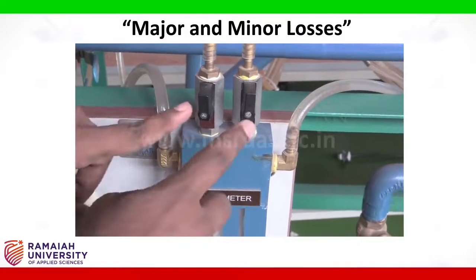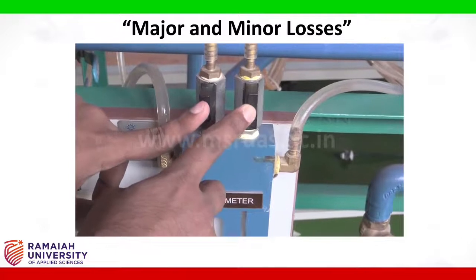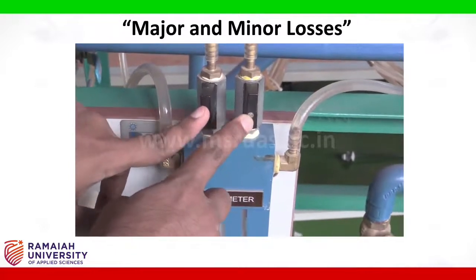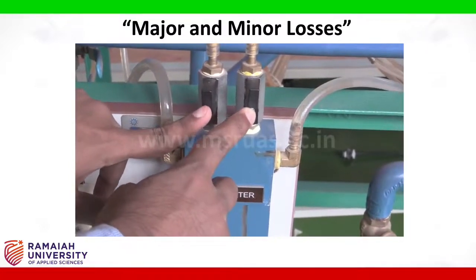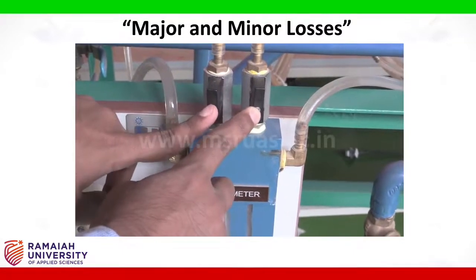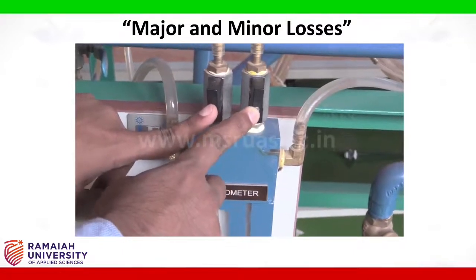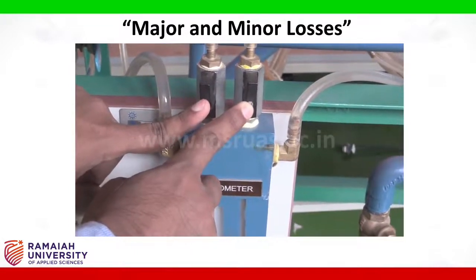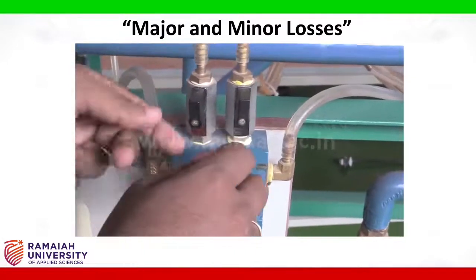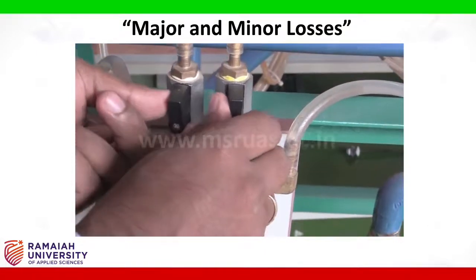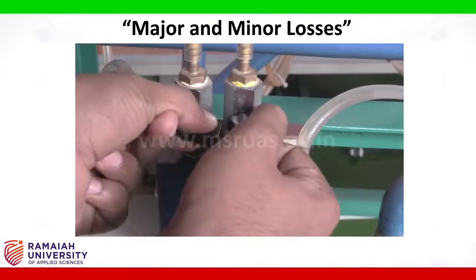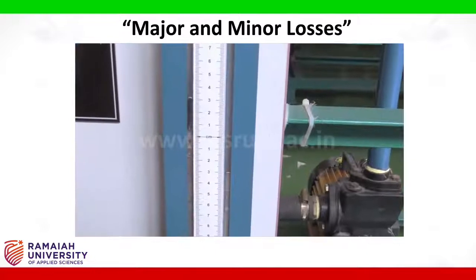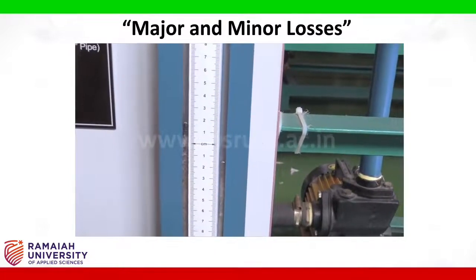At the top of the manometer limbs, we have two valves which are kept open such that if any air bubbles are trapped in the pipe, they can be expelled out. After waiting for about a minute or so, we should simultaneously close the valves and then measure the height on the manometer.